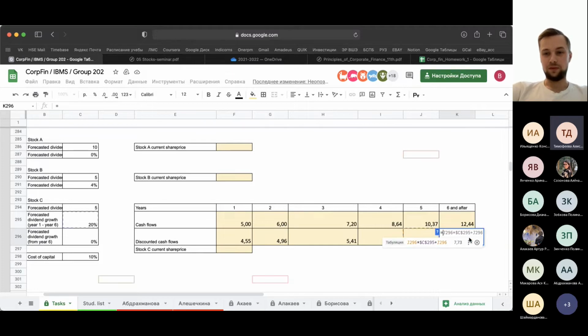So we have one value of dividend every year. We'll take this value and divide it by the cost of capital minus the growth rate, but the growth rate is 0, right?